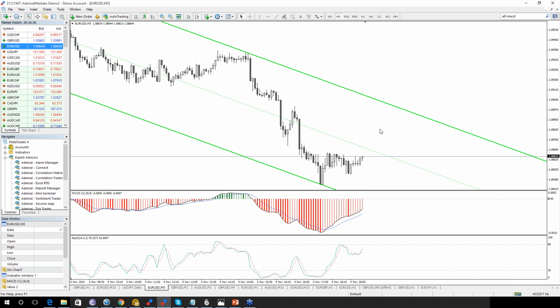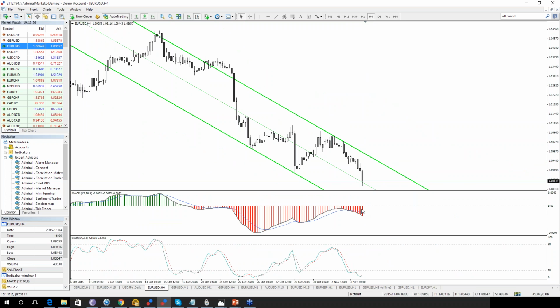Okay, we want to see the top of this channel now. It's in a downtrend, and we want to see a stochastic cross from the top of the channel. And bang, that is your entry.